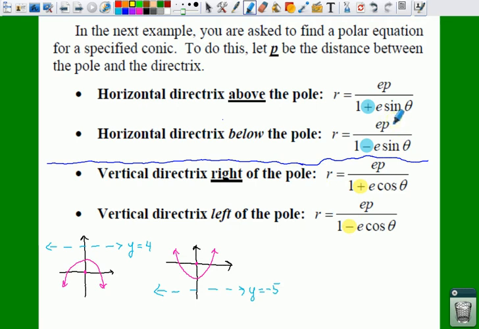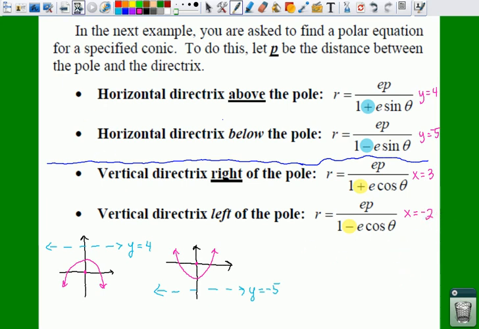Now, how can you tell the difference between sines and cosines? Well, a sine is when you have a horizontal directrix, which means your directrix is y equals some number. So this is going to be some positive value. When you have a negative and a sine, that means you're going to have y equals some negative value. Keeping that in mind, if you have a cosine and a plus, that means you're going to have x equal to some positive number. If you have a cosine and a negative, that means your directrix is going to be like a negative 2.